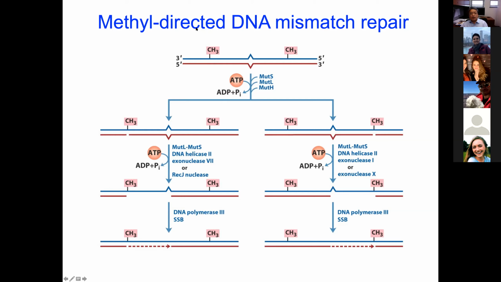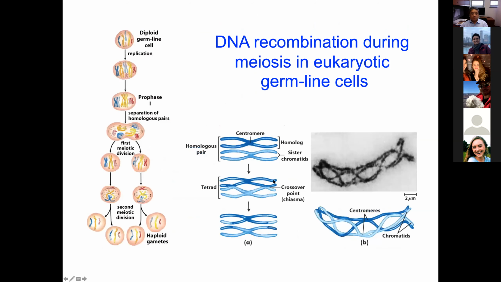And actually, these are the bacterial enzymes. In human cells, we have homologs of MutS and MutL, but we do not have this enzyme MutH. So the mechanism of how human cells repair mismatch is still a mystery.